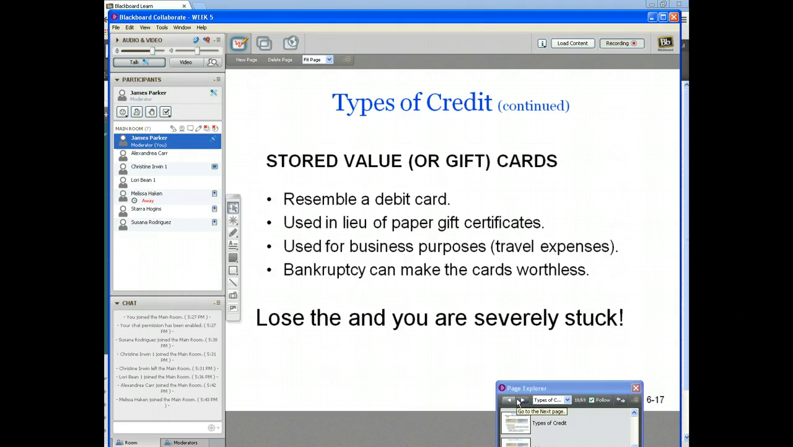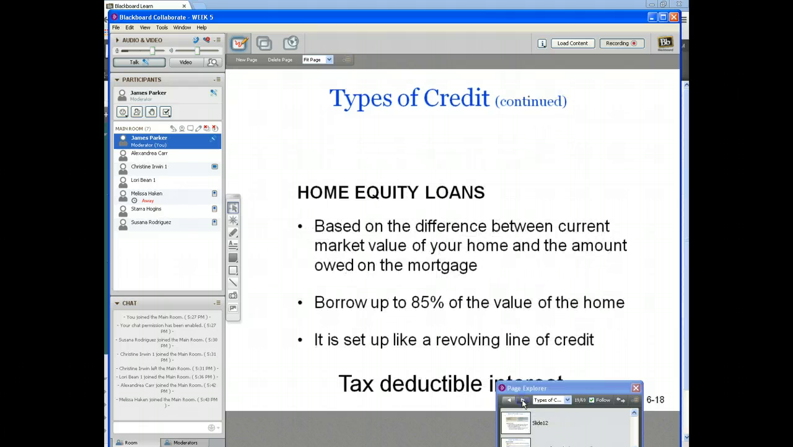Store value and gift cards. Again, they look like a debit card, but lose them and you are in trouble. And bankruptcy, again, the whole Circuit City and a few of the others. Circuit City, though, was probably the most prominent one that took a lot of people down because it happened during the Christmas season, and it makes for not the best gift you want to give.